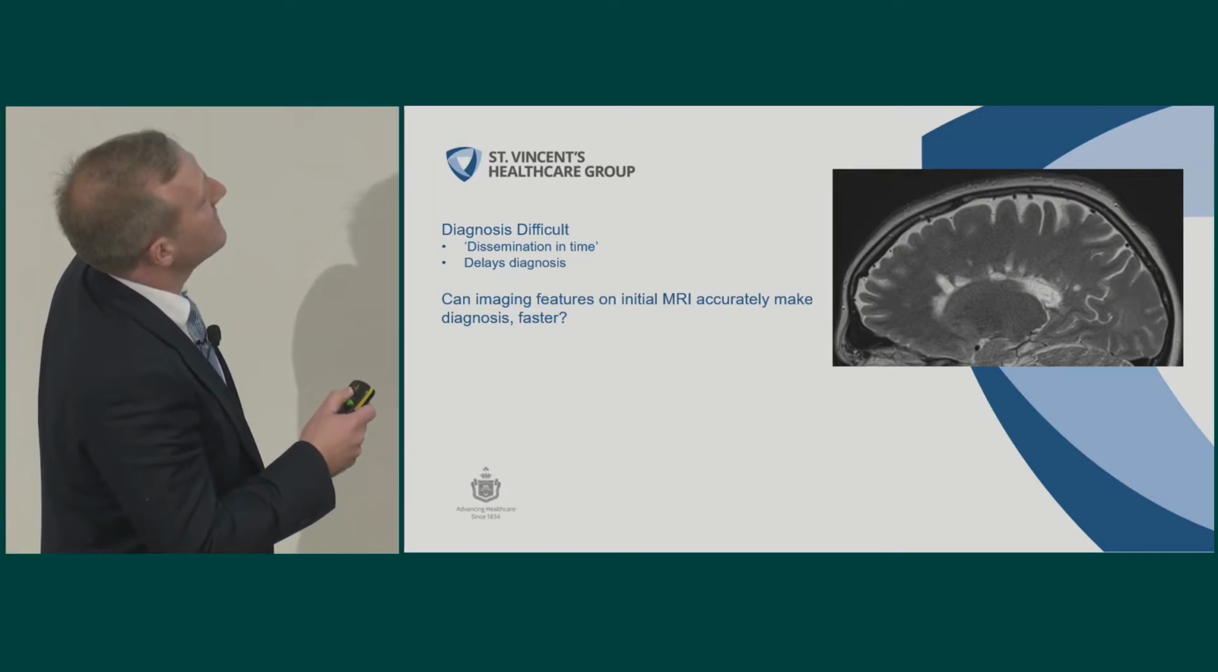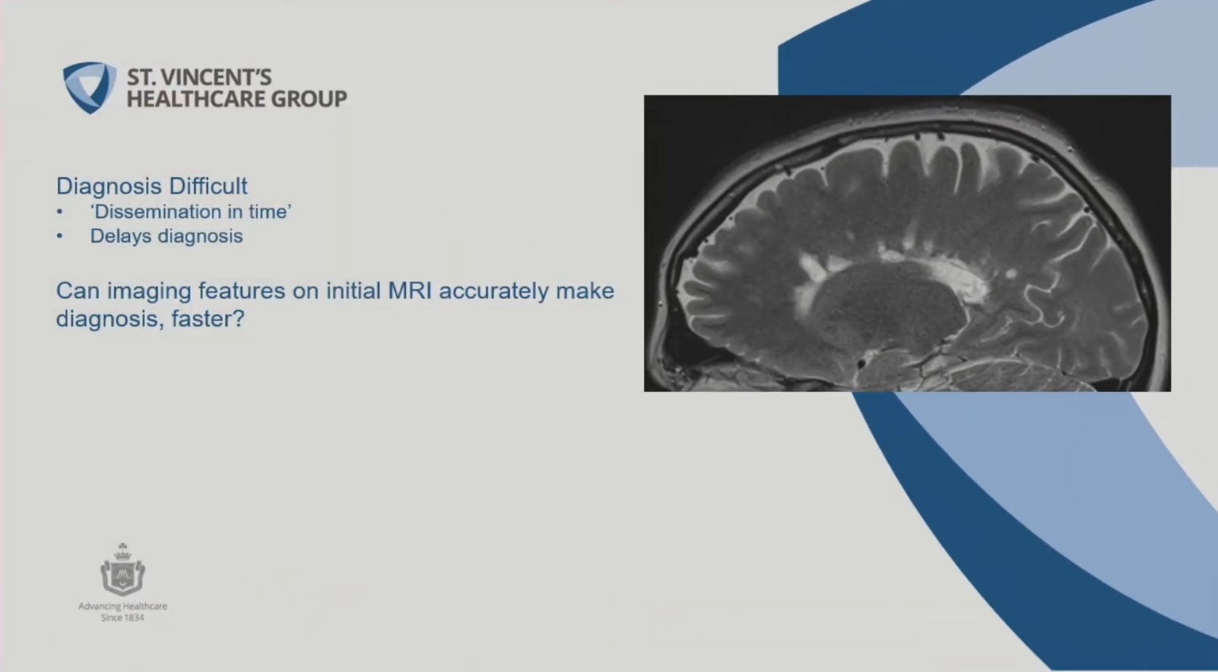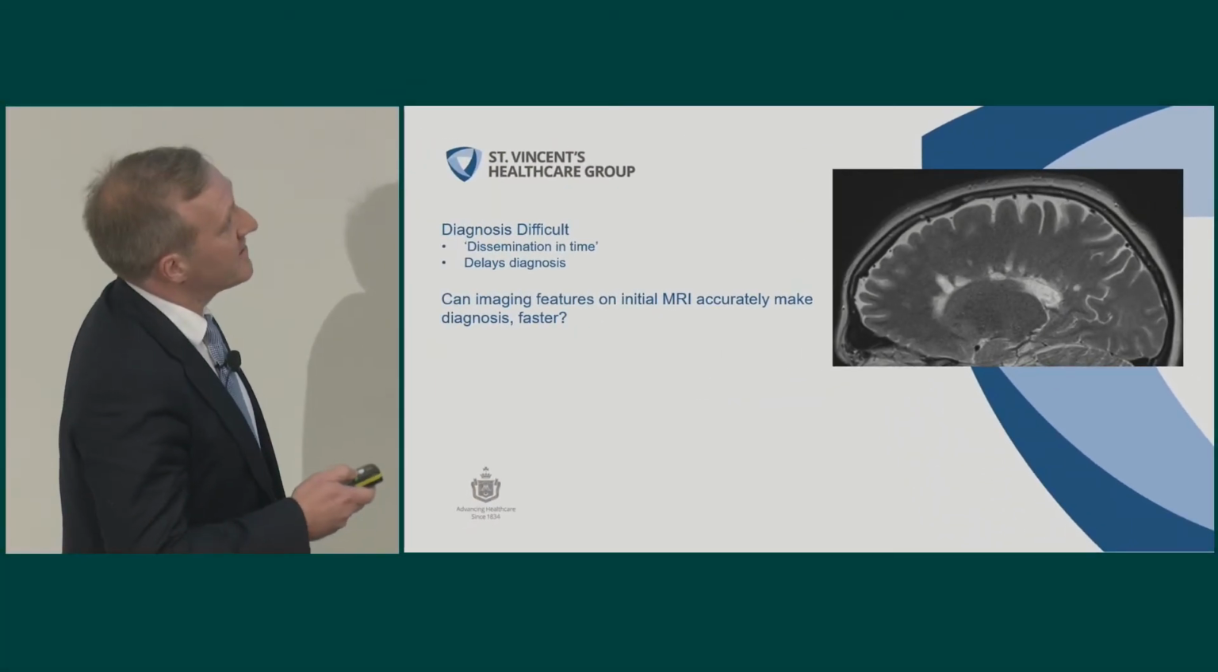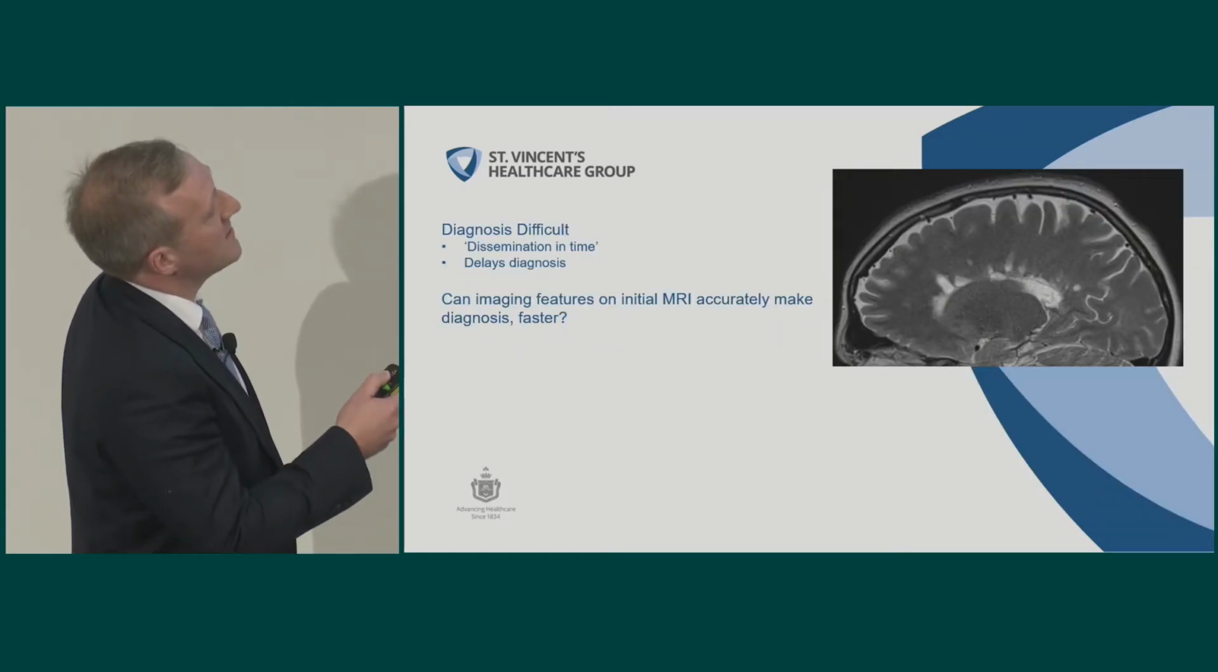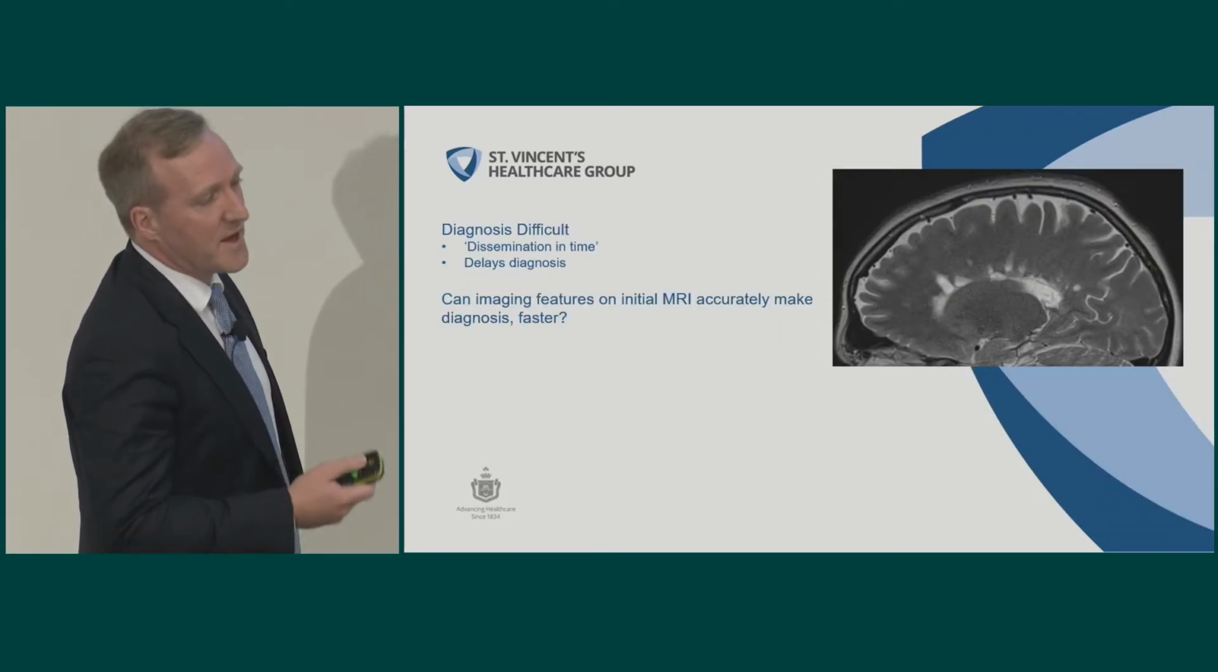These are classic Dawson's fingers. So this is demyelination along the veins in the brain, and that's why they're orientated in this direction. So the question is that when you scan someone with symptoms of MS, you have to wait to see if they disseminate in time, meaning you need to wait for another episode of activity which would appear as a new lesion. So if we did a second scan of this patient and this was a new lesion, that would be dissemination in time. That's a diagnosis of MS.